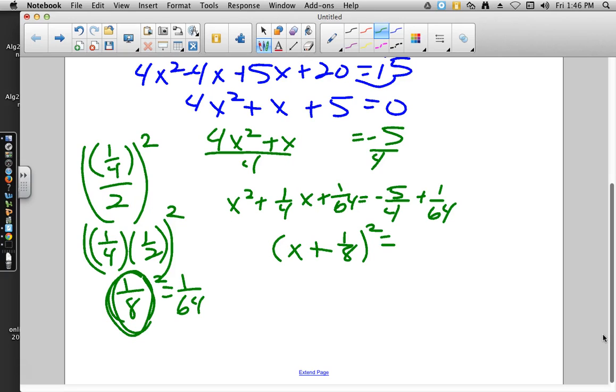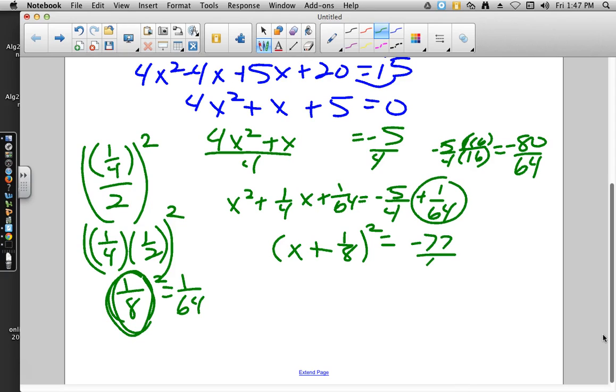And then we have negative 5/4 plus 1/64. So we would go ahead and multiply our negative 5/4 by 16 on the top and the bottom. And that would give us a negative 80/64. So negative 80/64 plus 1/64 is a negative 79/64.